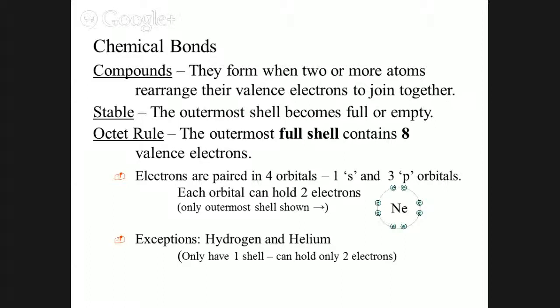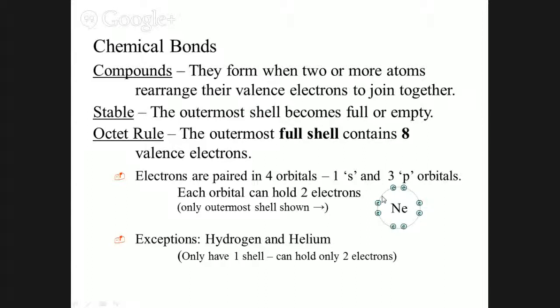And then something that we're going to be doing a lot is paying attention to the octet rule. And the octet rule is the outermost full shell contains 8 valence electrons. Those 8 valence electrons are basically separated into 4 pairs. One of those pairs is the s orbital, and the other 3 pairs represent the p orbitals. And so we've got a picture of neon, a noble gas, its second shell completely full, and we have represented those 4 orbitals by one of them being an s and then the other 3 p's. Each one has a pair, maximum of 2 electrons in it.